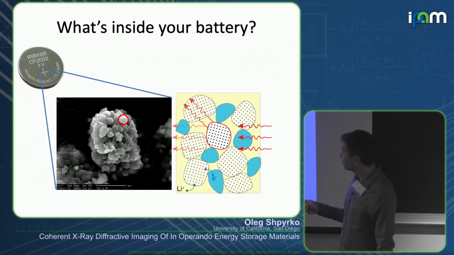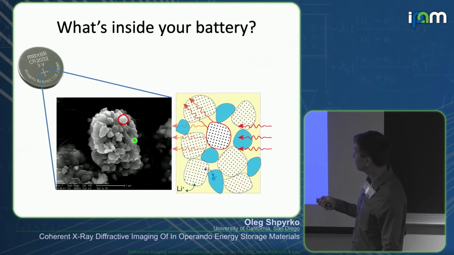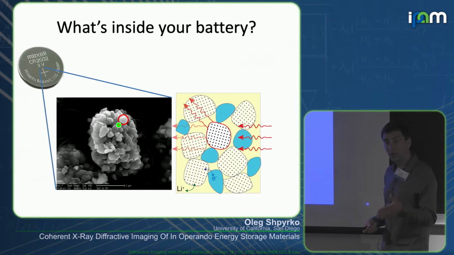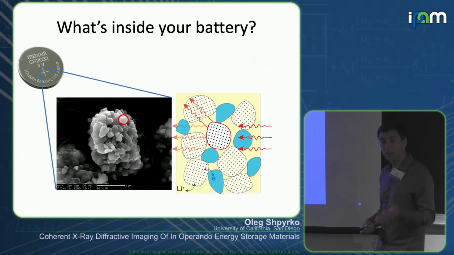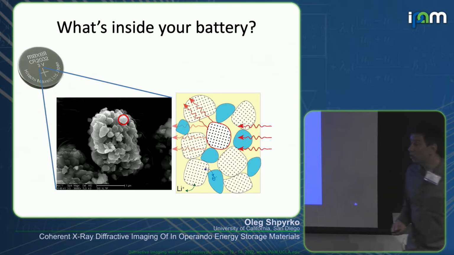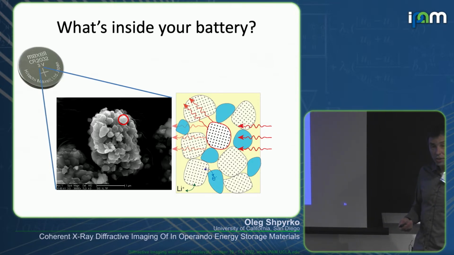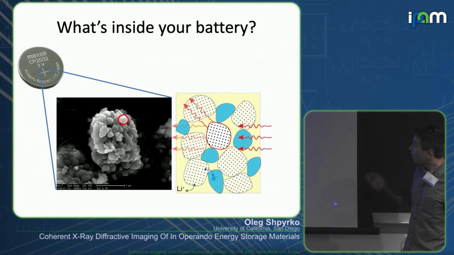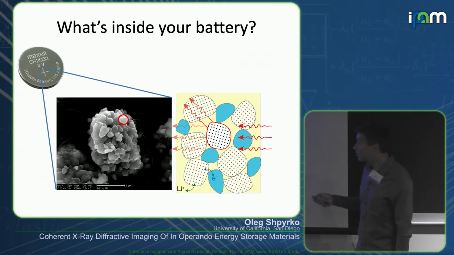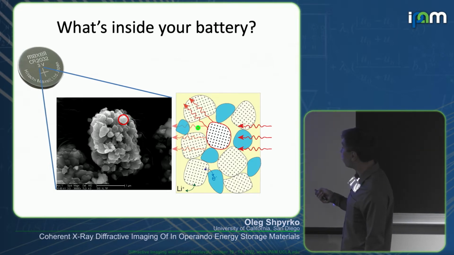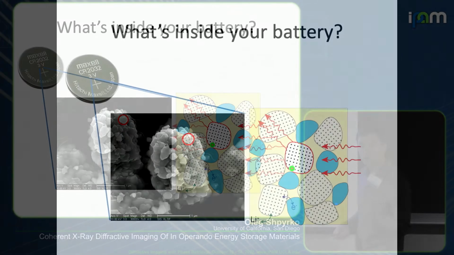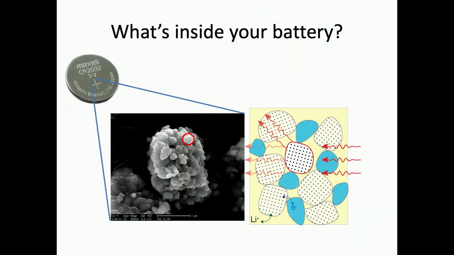And these are usually powders. So this is basically the cathode material. These are the powders which are then separated from the anode by electrolyte and a separator. And what we can do with X-rays, and this is essentially my expertise, is come in with X-rays and pick out one of those single crystal grains.